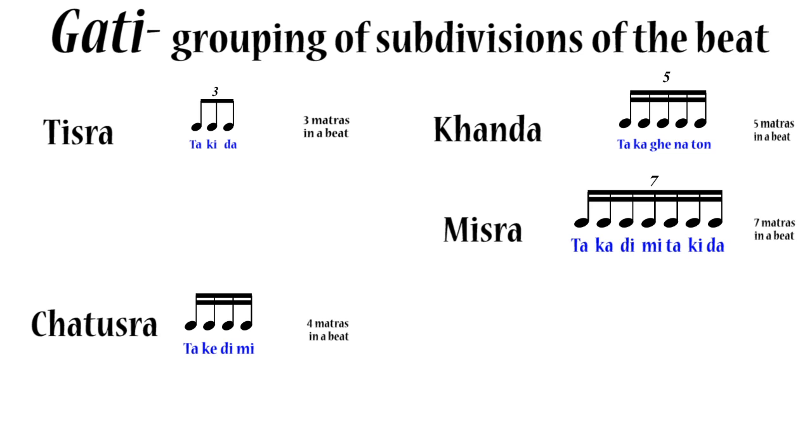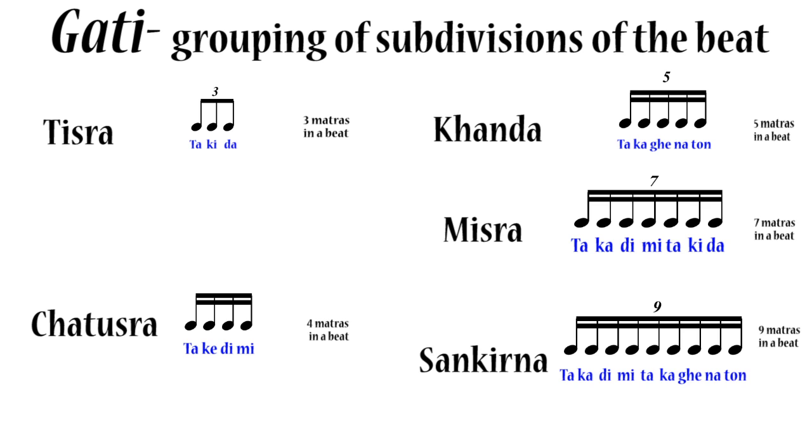7 matras in a beat, or septuplets, is the Gati mishra, and can be counted in different ways, but for now we'll just use ta, ka, di, mi, ta, ki, ta. And the last Gati is Sankirna, which is nonuplets, or 9 matras. And it can also be counted in different ways, but for now we'll use ta, ka, di, mi, ta, ka, gi, na, tone. And Sankirna is also a special case in Carnatic music, so I'm mentioning it now, but we won't be using it consistently throughout these lessons.